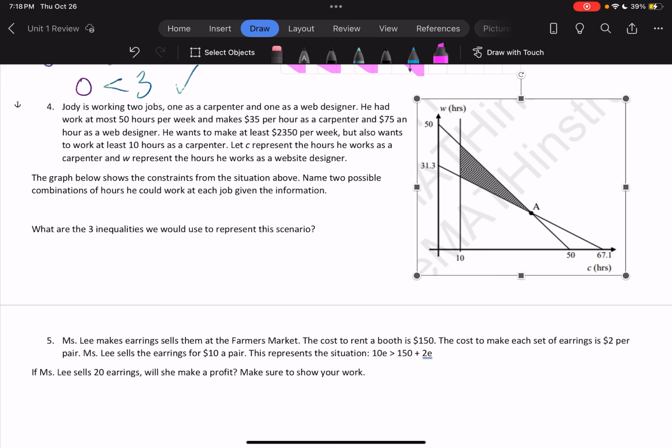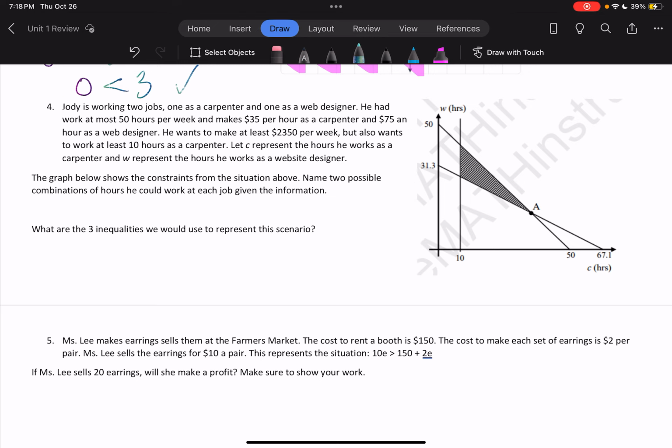Okay. Number 4, Jody is working 2 jobs, one as a carpenter and one as a web designer. He had worked at most 50 hours per week and made $35 per hour as a carpenter and $75 as a web designer. He wants to make at least $2,350 per week, but also wants to work at least 10 hours as a carpenter.